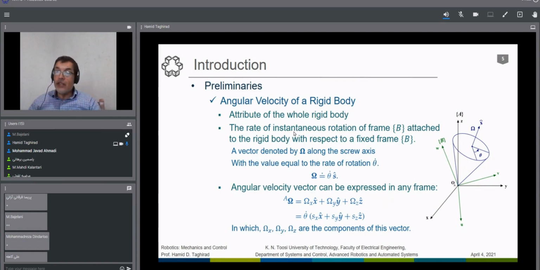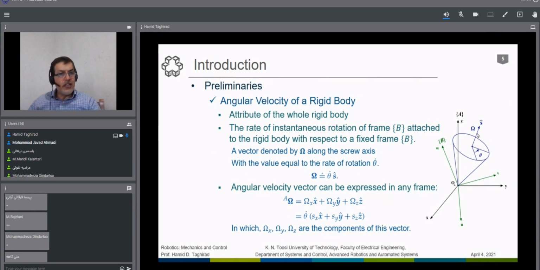But the angular velocity is simply defined. We define it this way in a screw-based coordinate, which is very important and shows the importance of the screw axis definition we had before. Then we relate it to the other aspects of angular velocity and rotation and other angles that we discussed before. So basically, we define angular velocity as the rate of rotation, we call it theta dot, along the previous same axis of rotation, which was s hat.